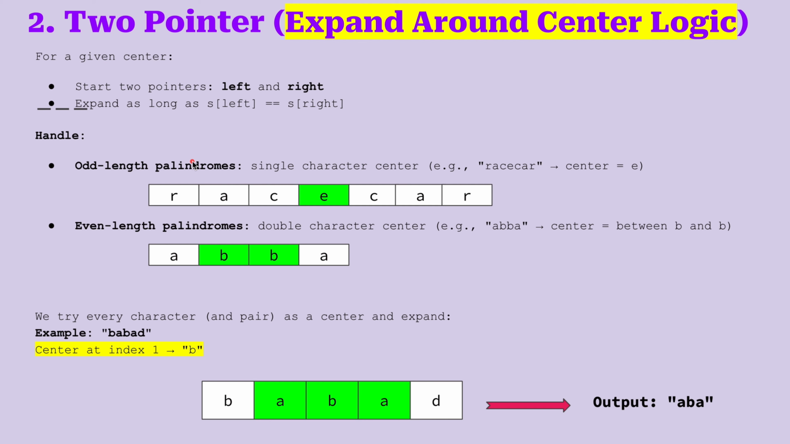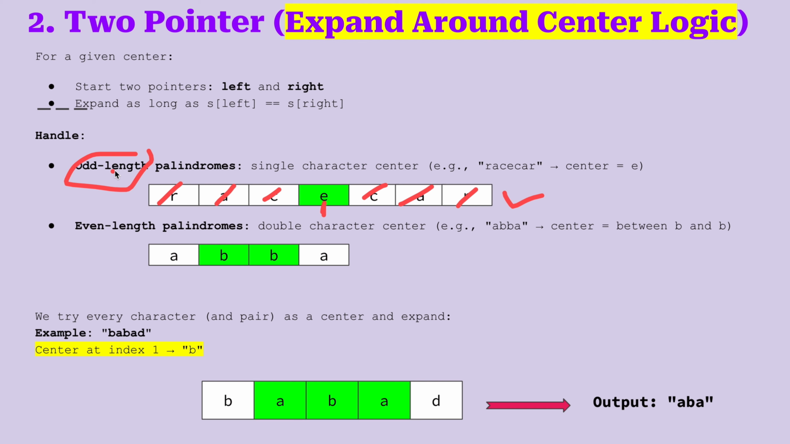Similarly, let's suppose we have a case of race a car. We are taking the center at E. We decrease the left here and increase the right here, and check that both characters are the same. Similarly, we decrease the left and increase the right, and check both characters are the same. It means the whole string is a palindrome, but the length here is odd, because in this input we are taking a single character center at E.